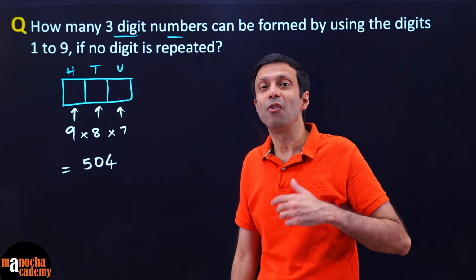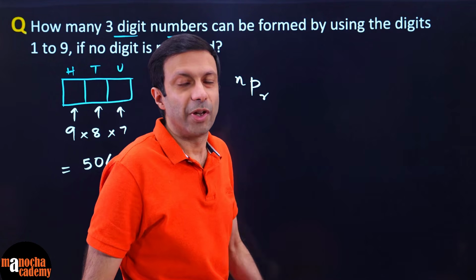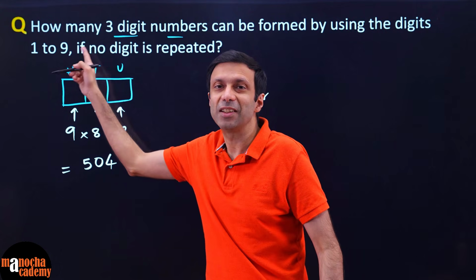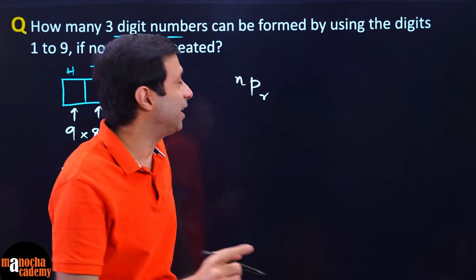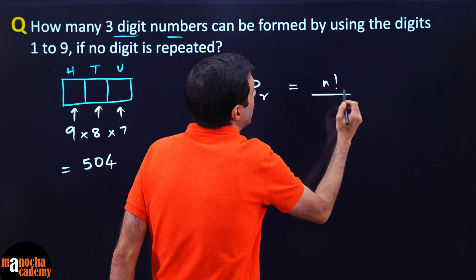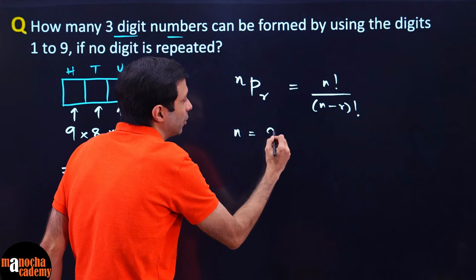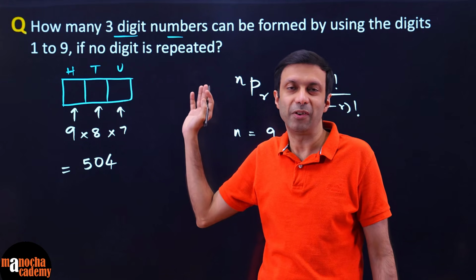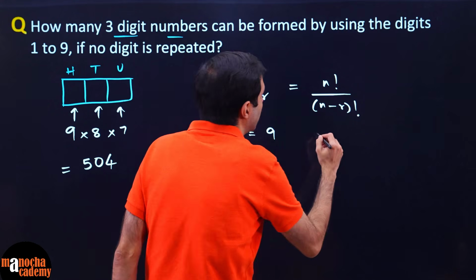You can also do this by the formula method, because remember, we learned this formula nPr, where you have n different objects taken r at a time. So what are our objects here? The objects are the digits 1 to 9. So how many such objects? That's right, n is equal to 9 here. The nPr formula is n factorial by n minus r factorial. In our case, n is equal to 9 for the 9 digits. And how many digits are we using? We want to form 3-digit numbers where repetitions are not allowed, so we are taking only 3 digits at a time. Do you agree that r equals 3?